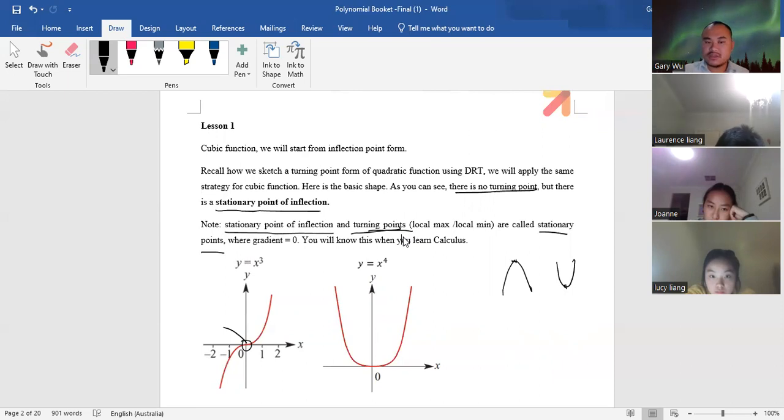Stationary points. A stationary point is where the gradient equals 0. What does that mean? It means that here's a turning point, so here the tangent line is horizontal. We know the gradient for a horizontal line is 0, and here the gradient is also 0. This is just a briefing. You don't have to understand the gradient thing for now because we will learn that in calculus, which we actually learned a little bit before. That's not the focus for polynomials.